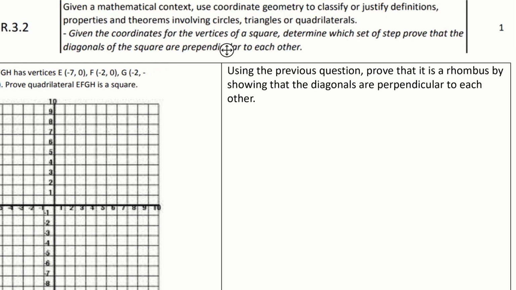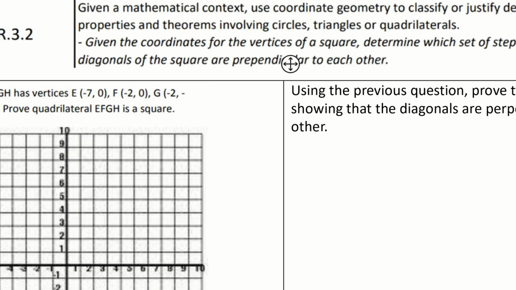Given the coordinates for the vertices of a square, determine which set of steps prove that the diagonals of the square are perpendicular.